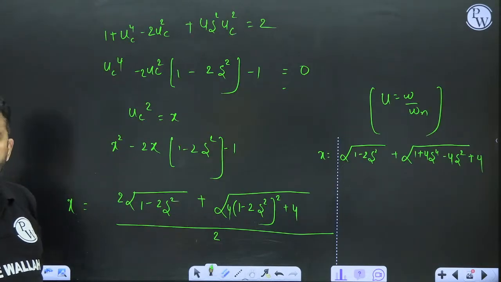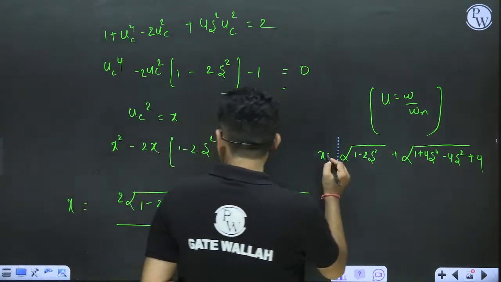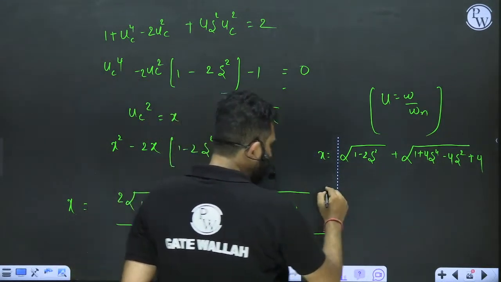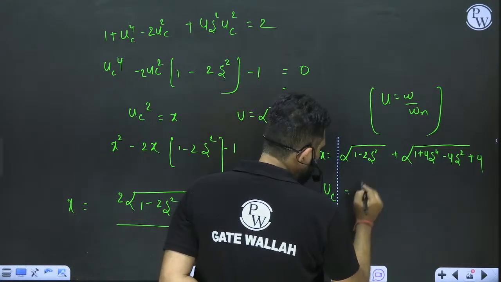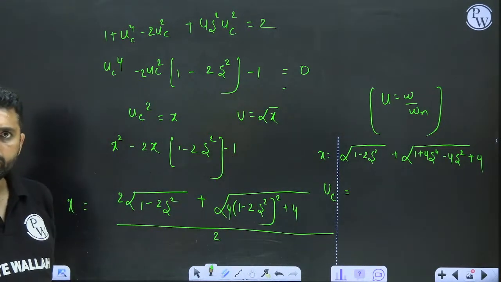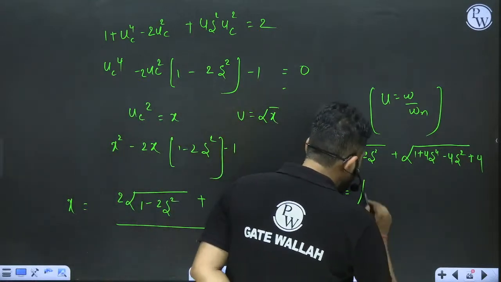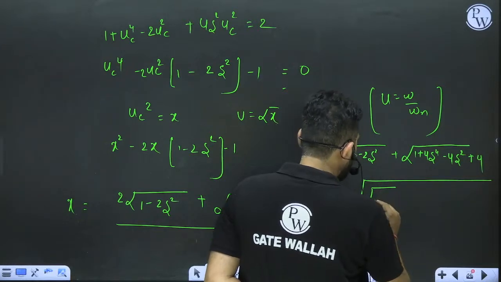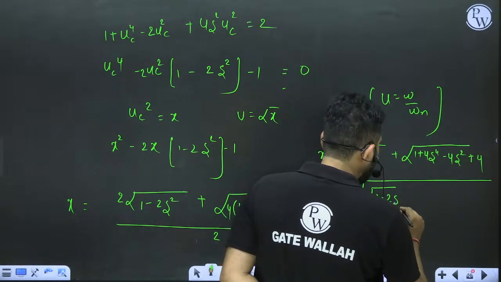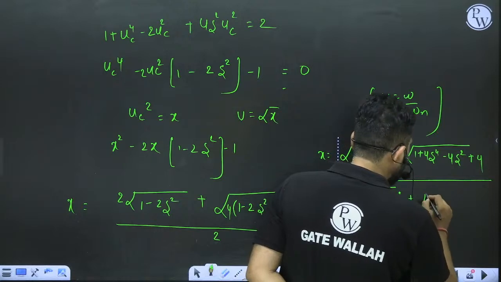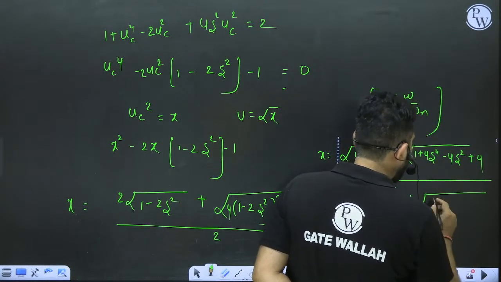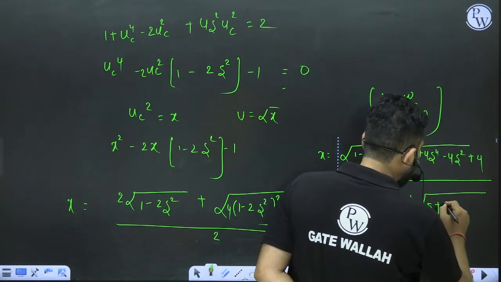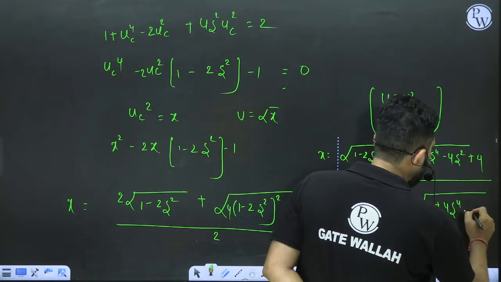I don't think I have made a mistake. Any mistake? See, this is x, but what is the u? U is root x. This means that UC is root of how much? Root of 1 minus 2 zeta square plus 4 plus 1, 5. Plus 4 zeta 4 minus 4 zeta square.